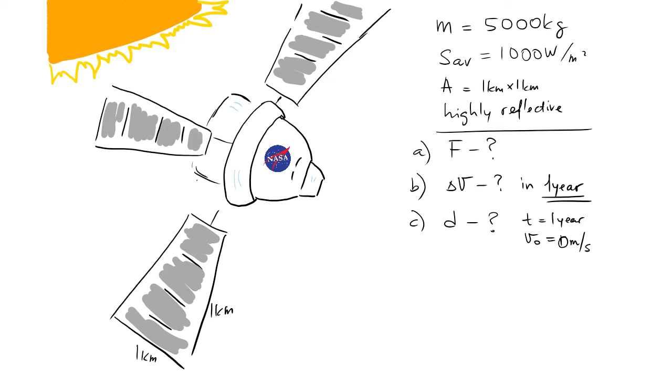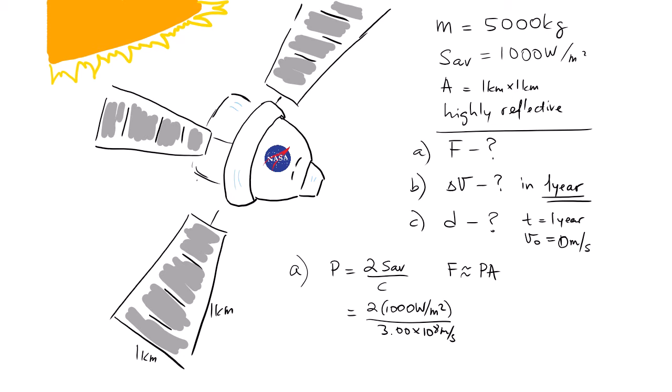Well, let's start from part A. What do we know about reflective surfaces and radiation pressure? We know that radiation pressure equals 2 times, because it's highly reflective, S average over c. And the force would be approximately equal to pressure times the area. All we need to do is find the pressure in numerical value. Let's plug in the numbers: 2 times 1000 watts per meter squared, divided by 3.00 times 10 to the 8 meters per second. This will give us a value of 6 times 10 to the negative 6 newtons per meter squared.